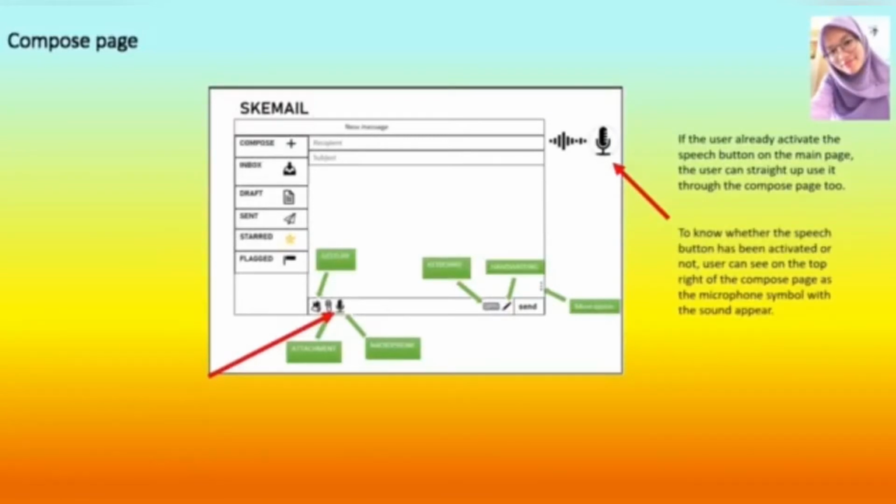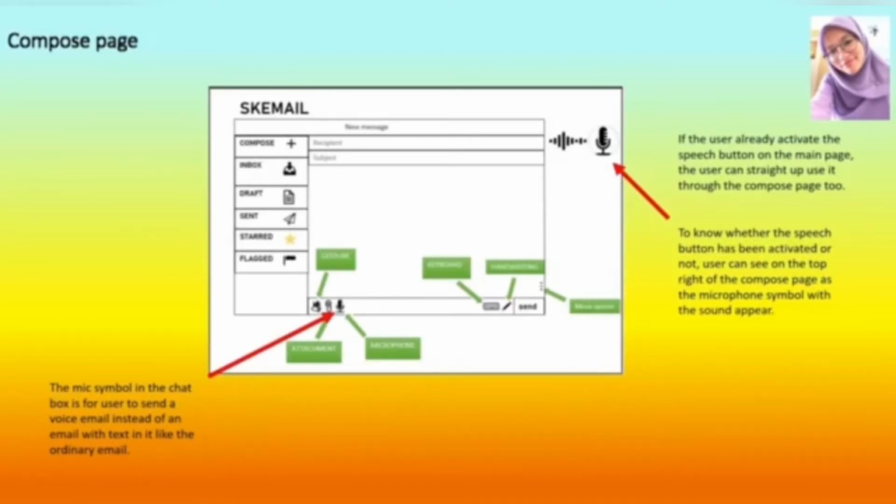To know whether the speech button has been activated or not, on the compose page you can see it will be on the top right. The microphone symbol will appear with the sound to show that it is activated and can be used. The mic symbol in the chat box can also be used for the user to send a voice email instead of an email with just text like the ordinary one.